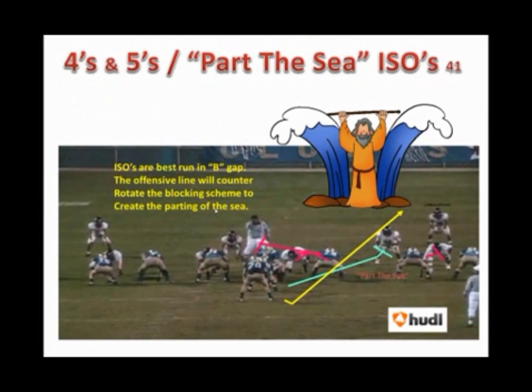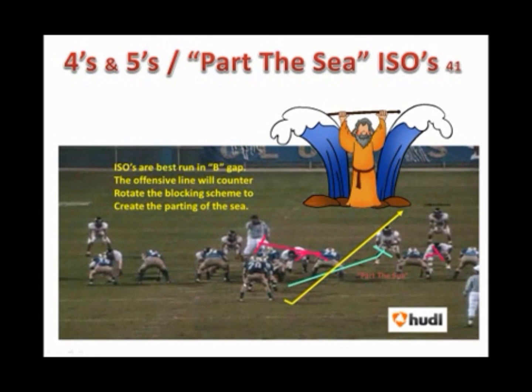All right? Once again, ISOs are best run in B gap. All right, we got an ace ram working to backside linebacker. Turn it out, take it back. Turn it out. So for the fullback, he's up in the hole. If that linebacker's hard, tailback, cut it. If he's soft, hit it. So we're going to part the C at the point of attack.